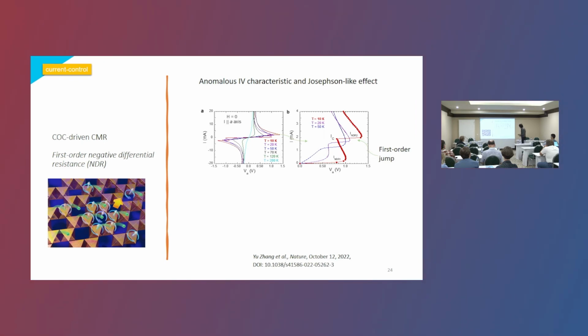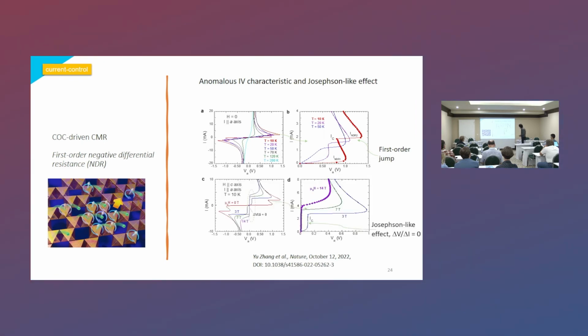So this is all without magnetic field. If we apply magnetic field, again along the C-axis, let's look at the detail here. The negative differential resistance is gone, but it is replaced by this vertical line. This is at 3 Tesla. At 7 Tesla, it is here. So the current changes by this much, but the voltage is almost zero here.